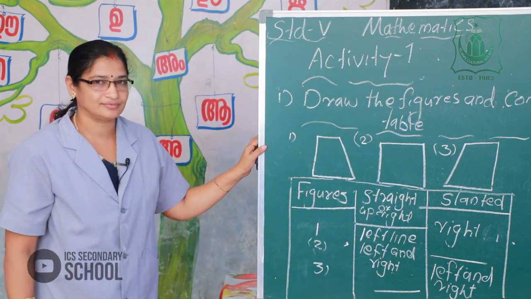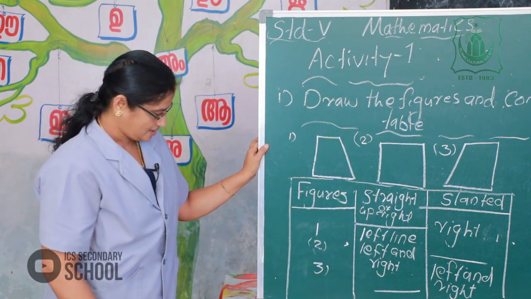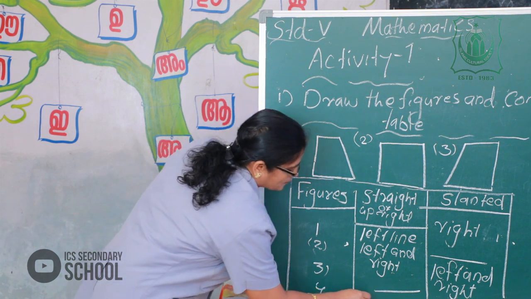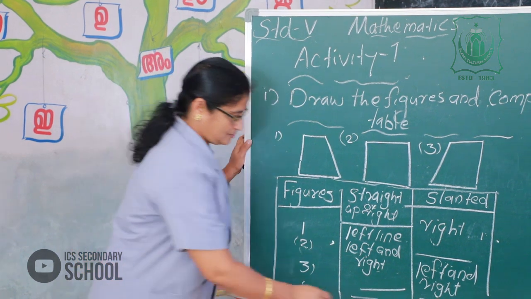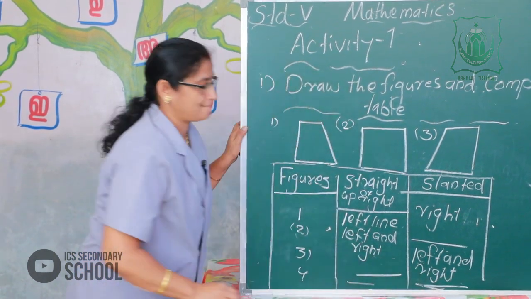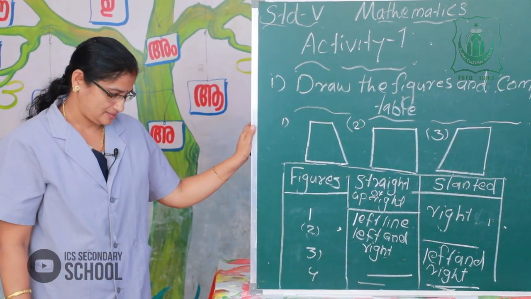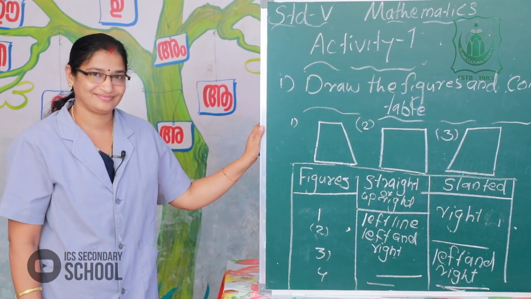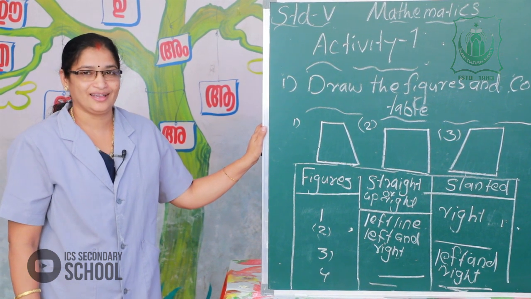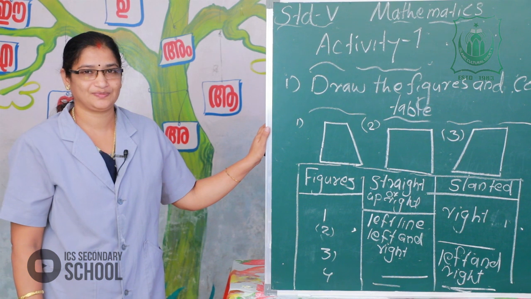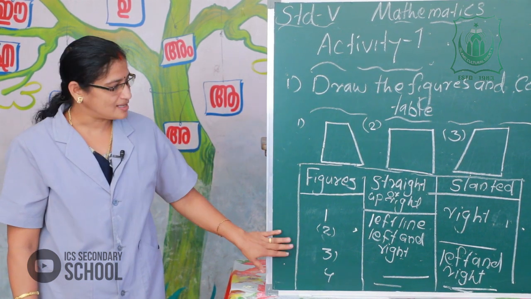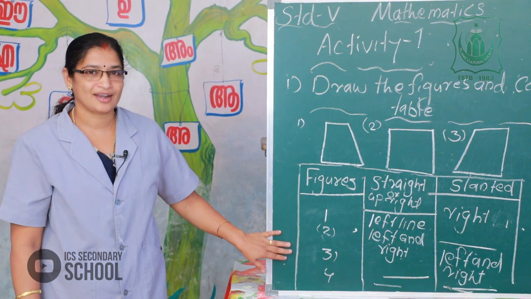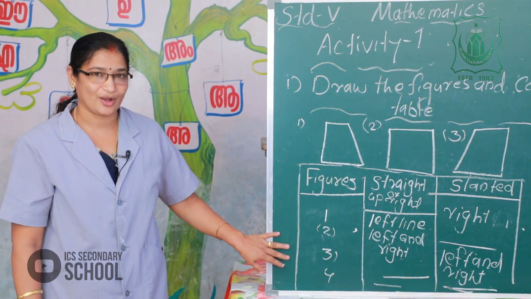Write down in your notebook, as step 4, for the figure, fill in the table. Okay. Are you finished? Any doubt? Straight line and slanted line. Okay, got it.